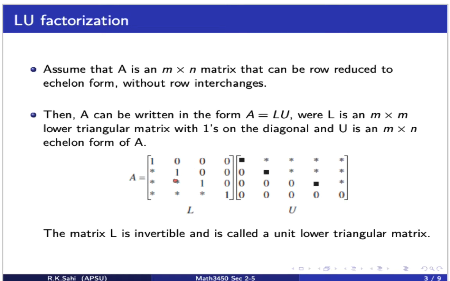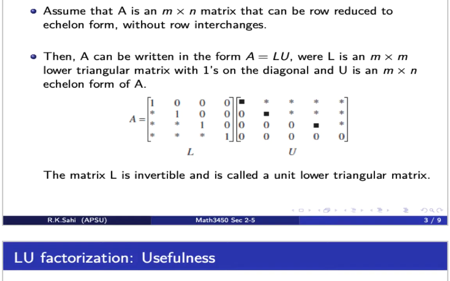Now recall from section 2.3 that if you have a square lower triangular matrix, then that matrix is invertible. And hence our L matrix is invertible, and we also call it a unit lower triangular matrix.